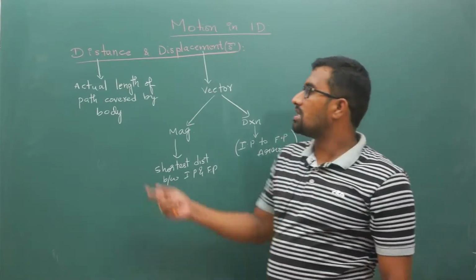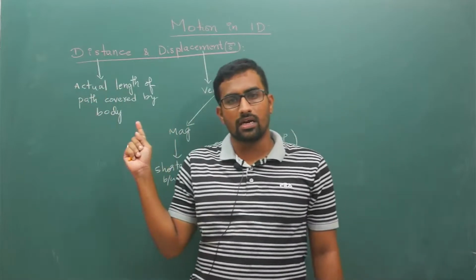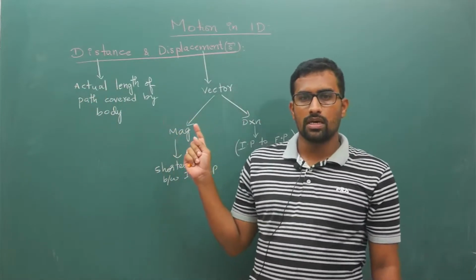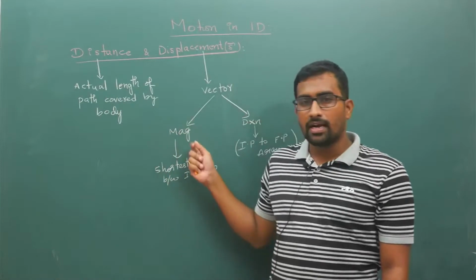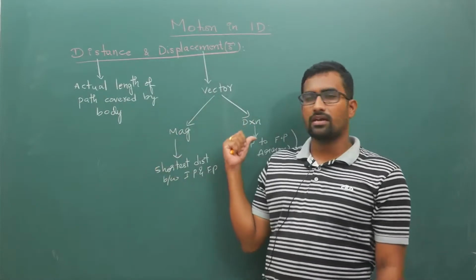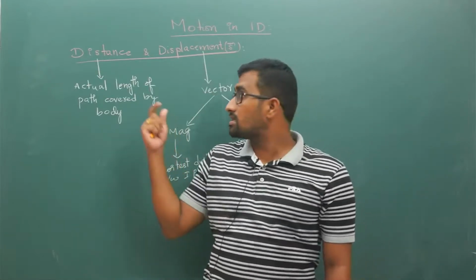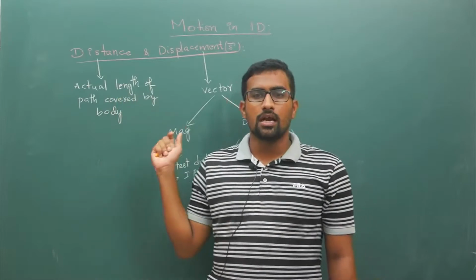So distance is a scalar quantity. Displacement is a vector quantity. For a vector, there will be two things: one is magnitude and the other is direction. Magnitude is the shortest distance between the initial position and the final position, and the displacement vector is from the initial position to the final position. Like this, you will have the distance and displacement.